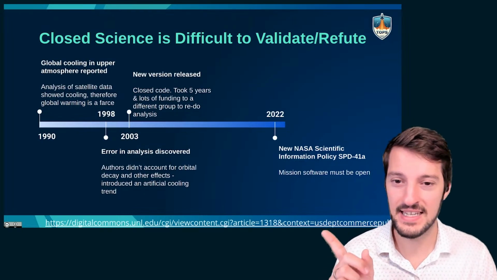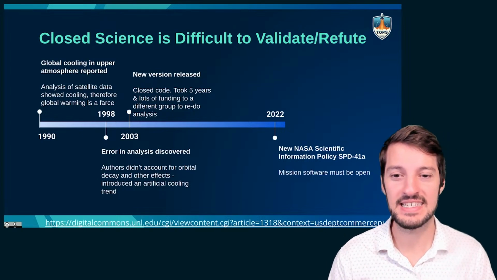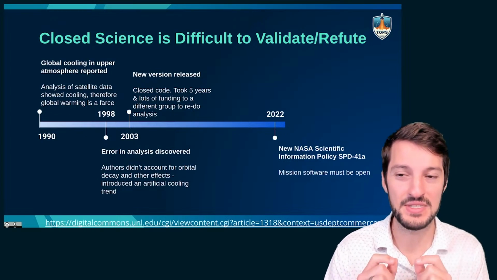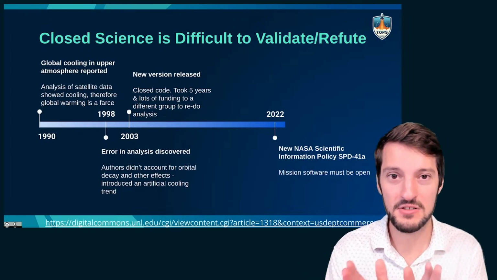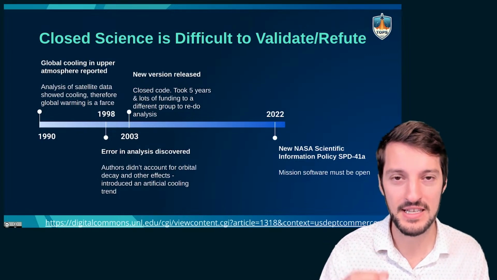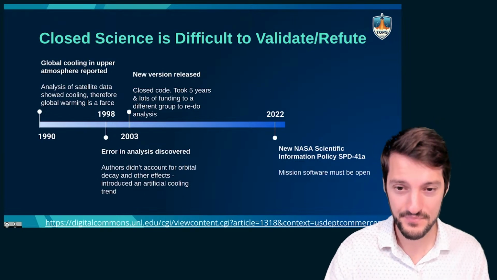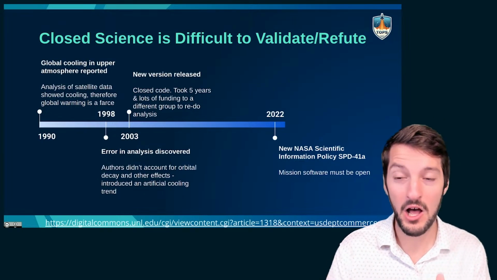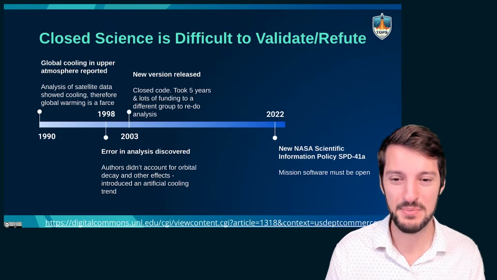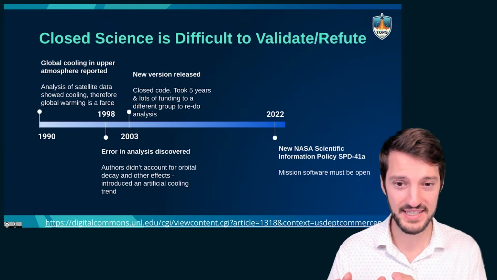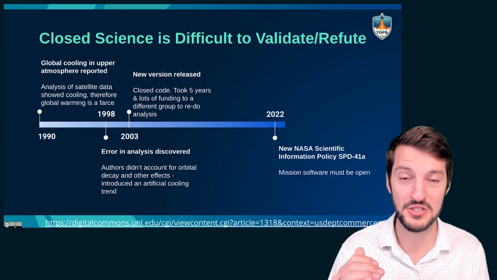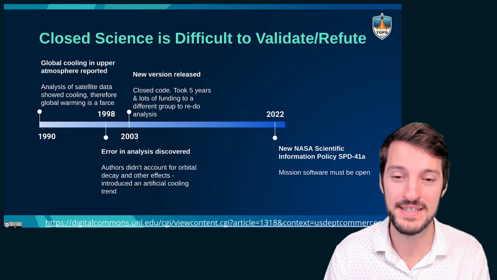And in fact, 8 years later, in 1998, there was an error in the analysis that was discovered, or not necessarily discovered, but theorized, because you don't know what the original analysis looked like at the very smallest level. And so what other scientists had started guessing was that in this 1990 paper, the original authors didn't account for orbital decay and other effects, which introduced an artificial cooling trend in the upper atmosphere.